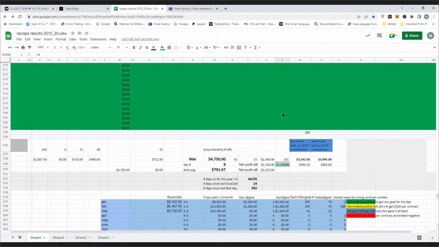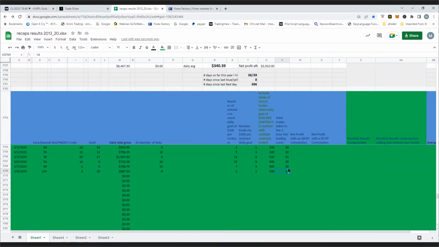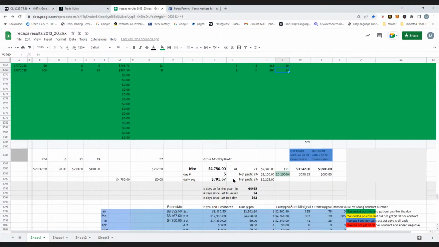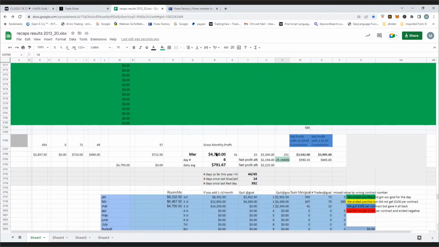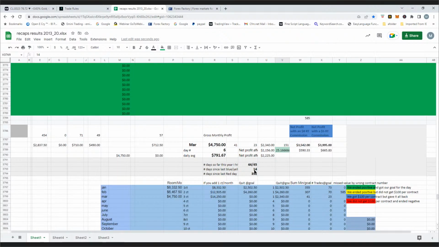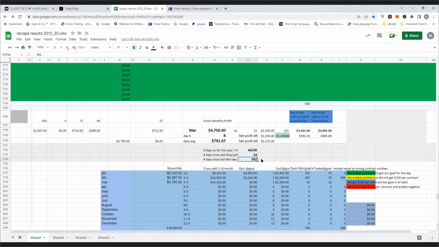And we took a total of 14 trades today. So you can see how the 14 is kind of a drop off after the number of trades that I've been taking since I added the NQ in. Anyway, on the month, we're at $4,750. That's over 6 trading days, averaging $791 per contract. We've gotten our goal on 44 out of 45 days so far this year, and we've gone 14 days since our last non-green day, and we've gone 392 days since our last red day.